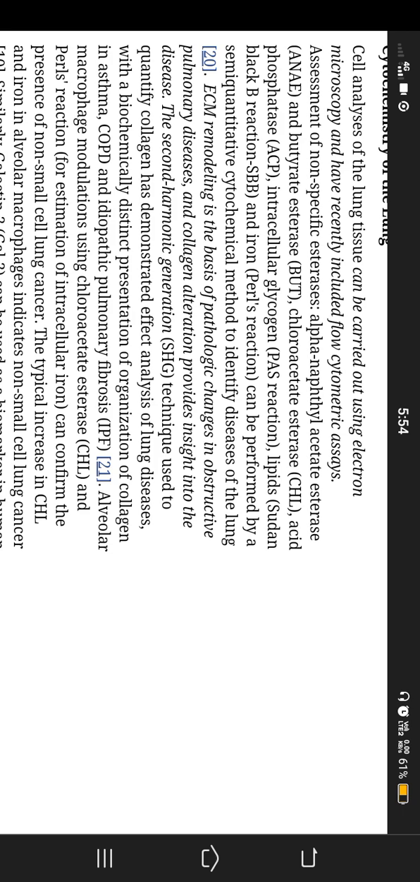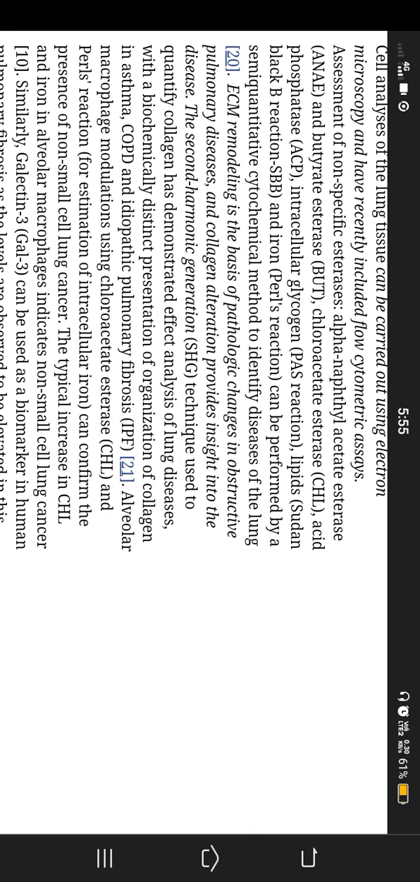Cell analysis of the lung tissue can be carried out using electron microscopy and has recently included flow cytometric assays. Assessment of known specific esterases, alpha naphthyl acetate esterase ANAE and butyrate esterase BUT, chloroacetate esterase CHL, and acid phosphatase ACP, intracellular glycogen PAS reaction, lipids Sudan black B reaction SBB, and iron Perls reaction can be performed by a semi-quantitative cytochemical method to identify diseases of the lung.